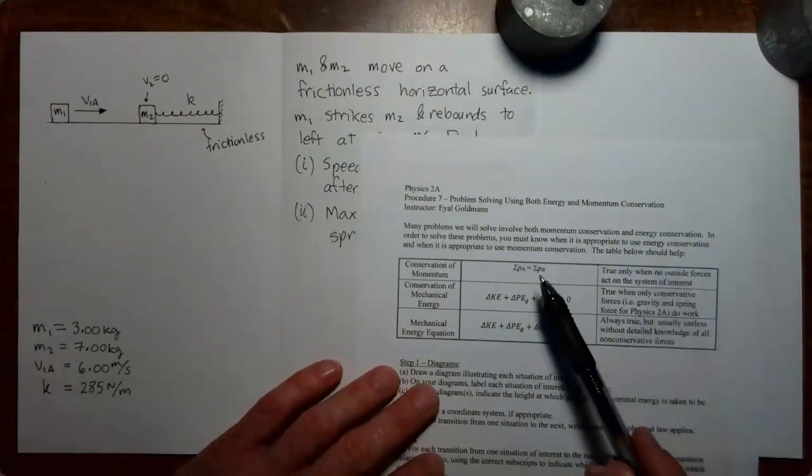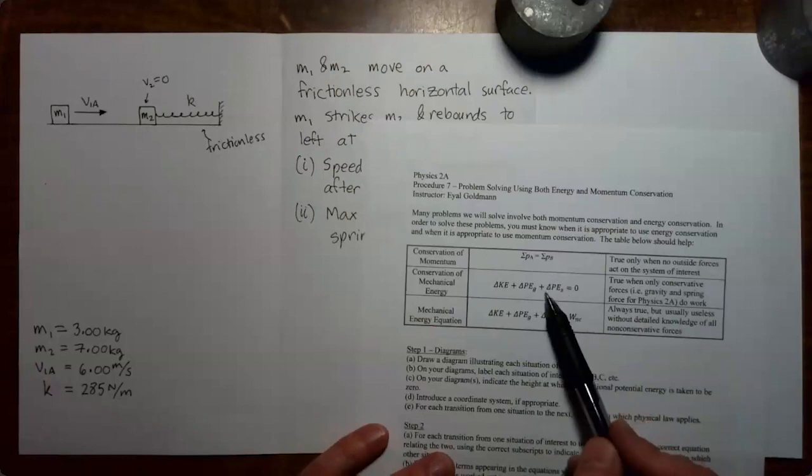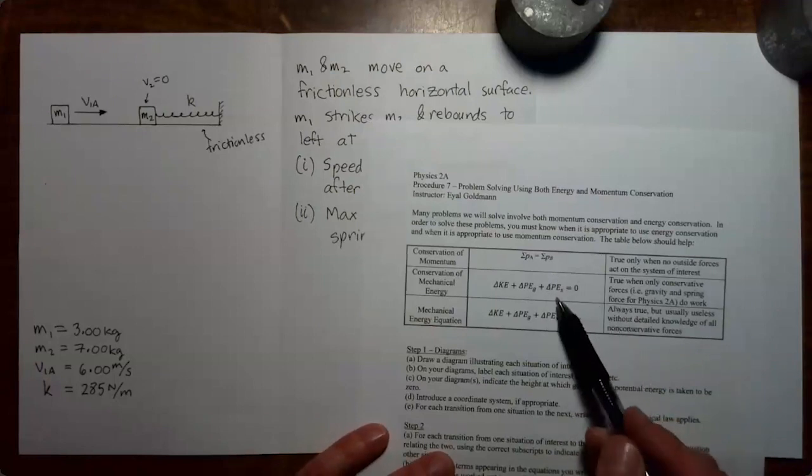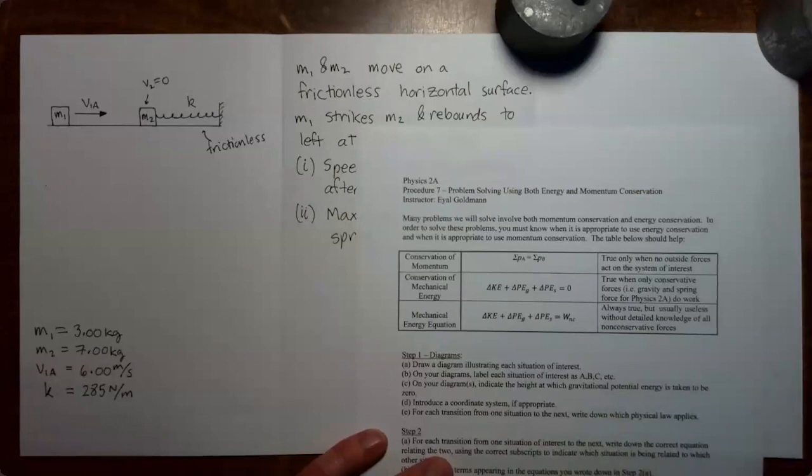So first we have conservation of momentum. Conservation of momentum applies when we have a system of objects, and objects in that system exert forces only on each other, and we can neglect all forces acting from outside the system. Then we have conservation of mechanical energy. Conservation of mechanical energy applies when all the forces acting are conservative forces.